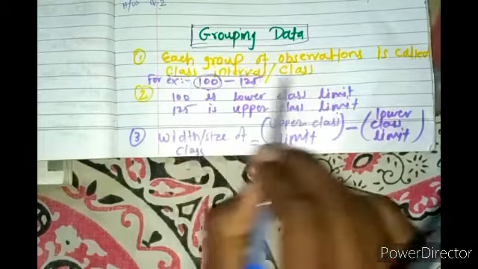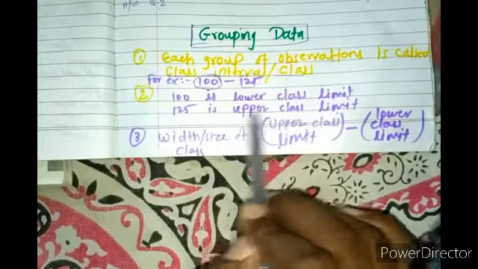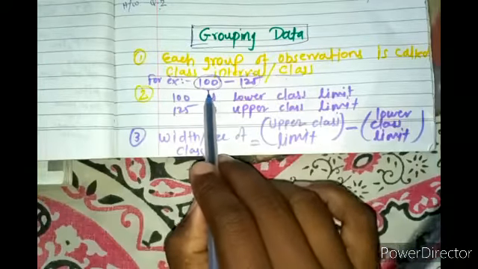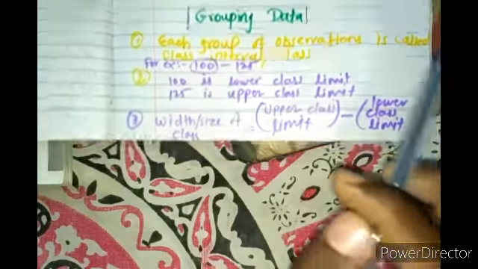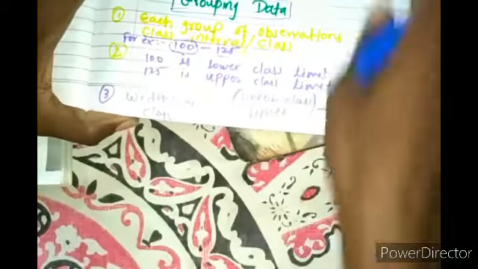So each group of observations we will divide into classes or class intervals. In that class there is a lower class limit and an upper class limit, right? For example, we have taken 100 and 125. Now in the second point, we have mentioned the upper class limit and lower class limit. So to find the width or size of the class, what is the size of the class?